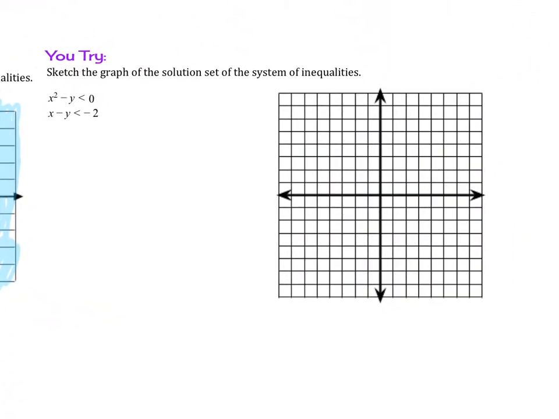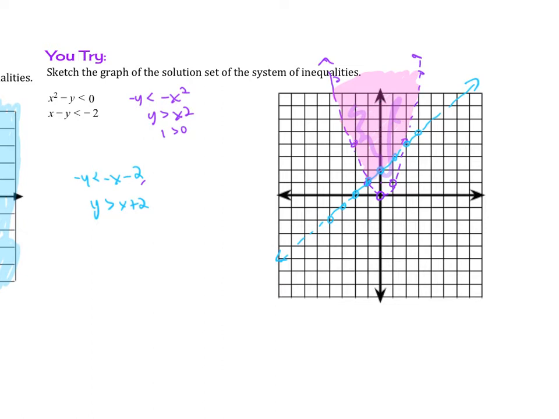Sketch this graph of the solution set of the system of inequalities. So here's the solution set here. It's unbounded again. So they're both dashed lines because it's less than or greater than here. And so the solution set is unbounded again.